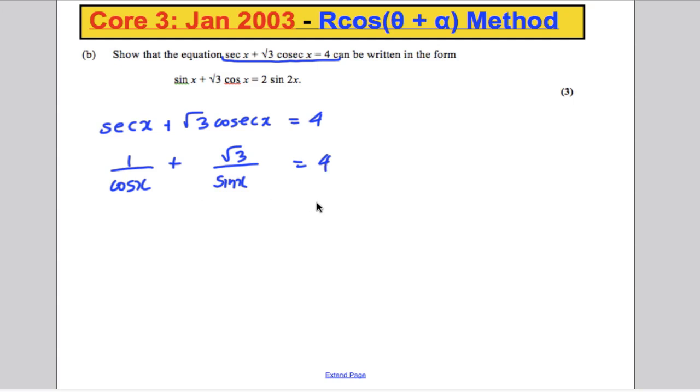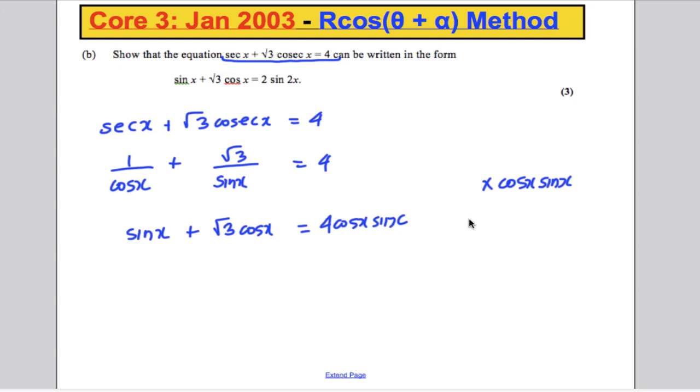I don't like cosines and sines on the bottom, so I'm going to multiply everything by cos x sine x to remove those off the bottom. If I did that to this, I'd end up with sine x on the top. If I did that to this, I'd end up with root 3 cos x. And if I did this over here, I'd end up with 4 cos x sine x.